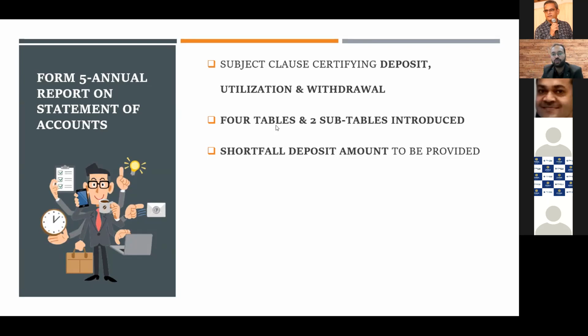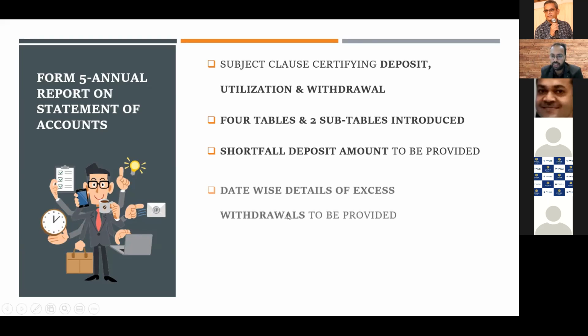So again we have to write the same thing, that in case of shortfall, if there is a shortfall, the so and so amount is of the shortfall, because positive or negative can denote shortfall or excess deposit in that particular table. Still we have to again mention this shortfall deposit amount separately.